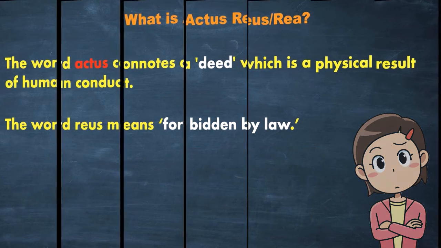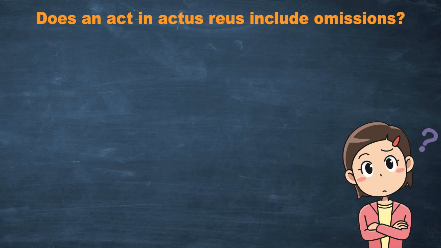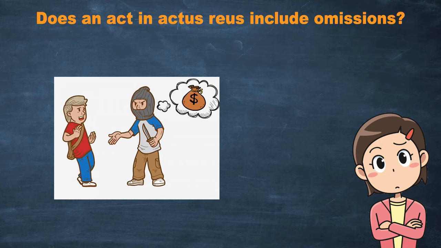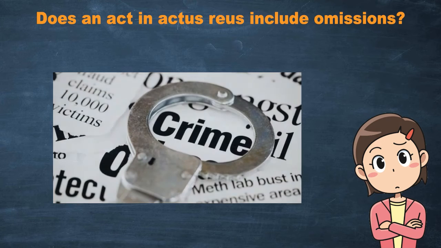Very simple. Now I have a very important question, and it is also very interesting: does an act in actus reus include omissions? It is interesting because actus reus is a guilty action. But in crime, when something is committed, that is commission, or even omission, even then that is a crime. So if something is omitted, will that also be considered a crime? Interesting, no? Let's check it out.